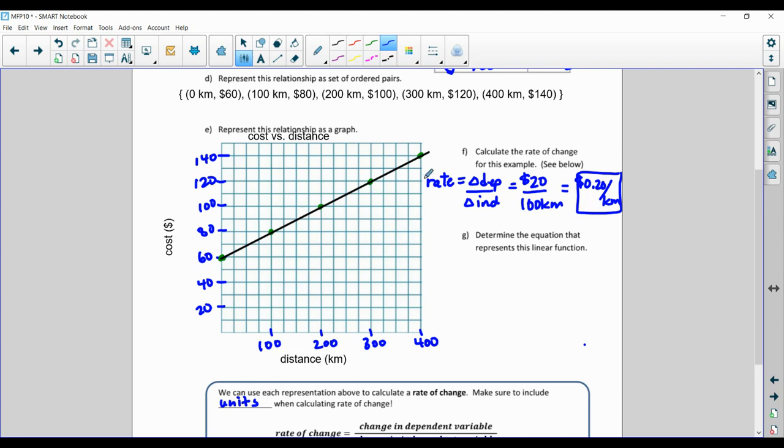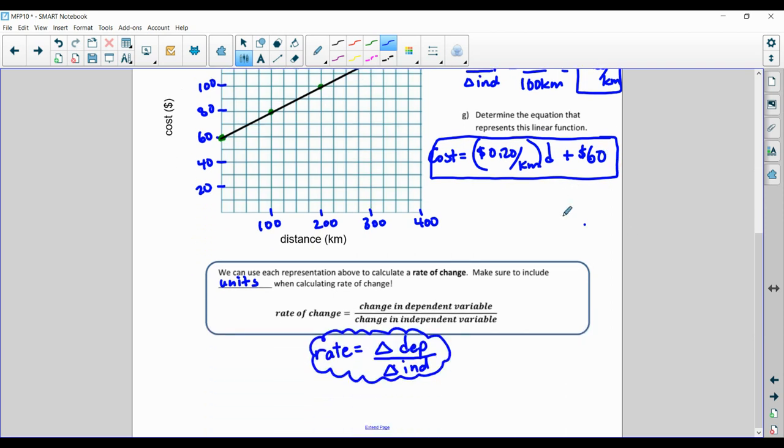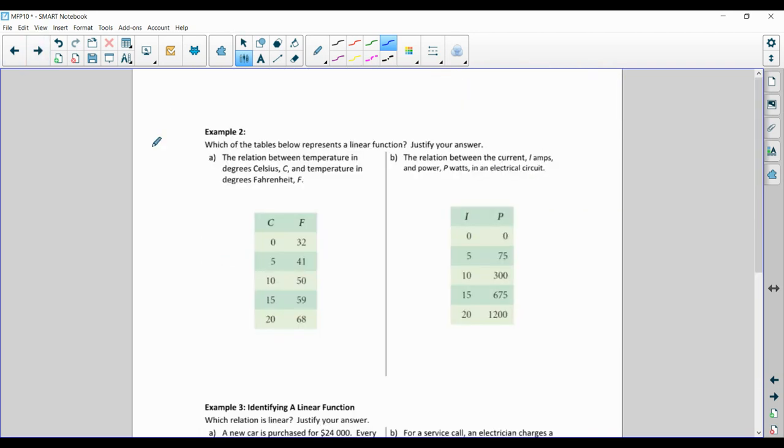The last part of this question is determine the equation. So the equation is how would you calculate your cost? So your cost would be that rate that we just found multiplied by the distance, plus we always have to pay that base fee of $60. Okay, so if you want to figure out the cost for any trip, you take the distance, that's how many kilometers you went, you multiply it by 0.2, and you add 60. Okay, so that is it for that question there.